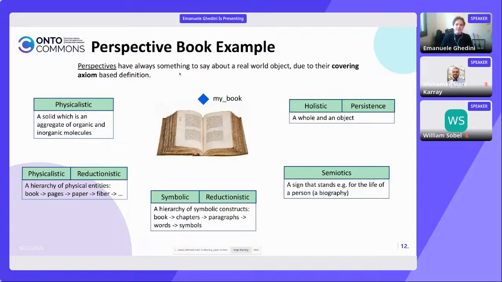So another example: perspectives always have something to say about the word object. For example, if I have my book, this can be seen as a solid, as an aggregate of something else in a physicalistic perspective. Or if you combine physicalistic and reductionistic, you can create a hierarchy of parthood: book, pages, paper, fiber, and so on. If you combine symbolic and reductionistic, we can build a formal language description: book, chapter, paragraph, words, symbols. If you use semiotics, we can see the book as a sign that stands for the life of a person, if it is a biography, for example. Or holistic and persistent together, we can consider the book as a whole and an object. So this is how we can use perspectives to describe a specific object directly.